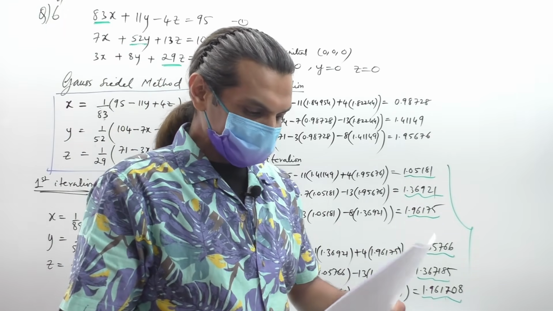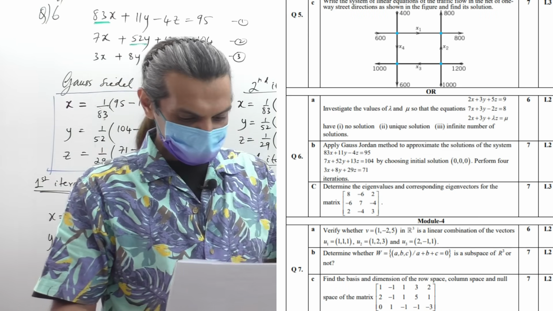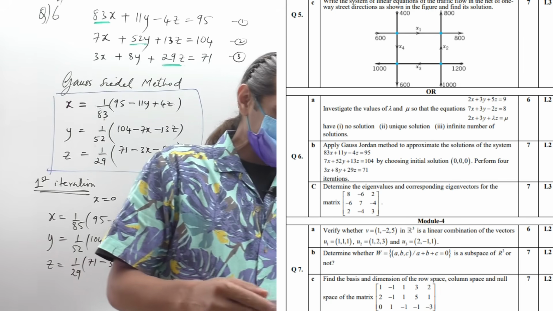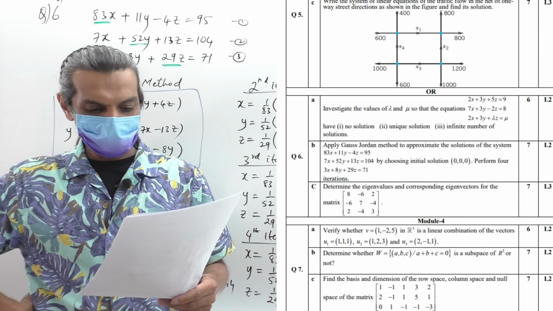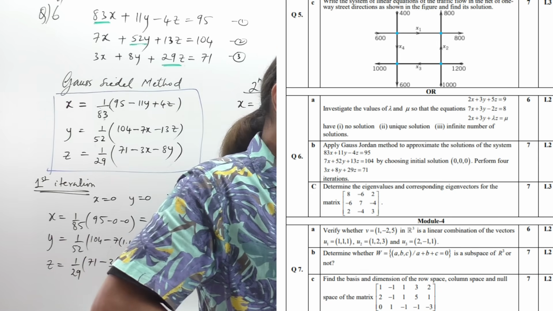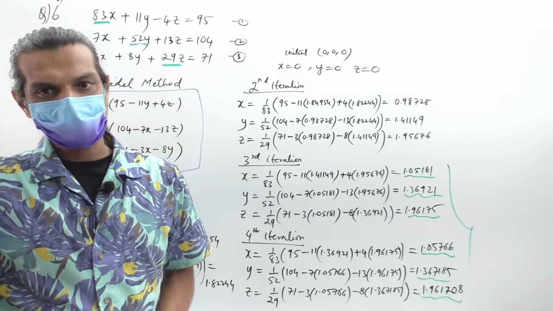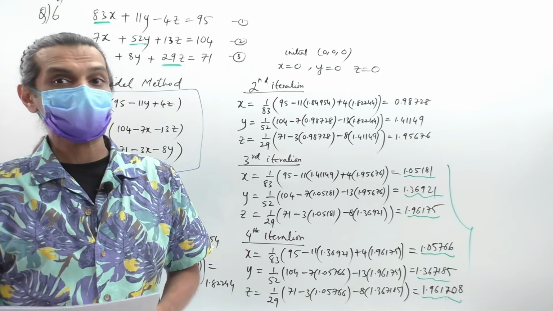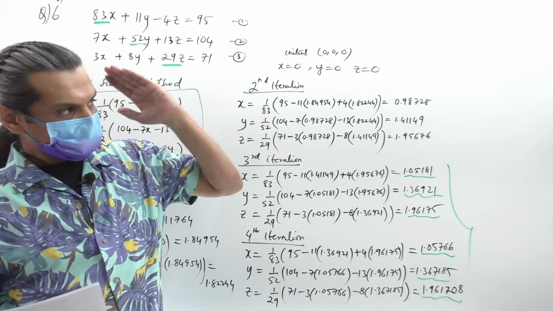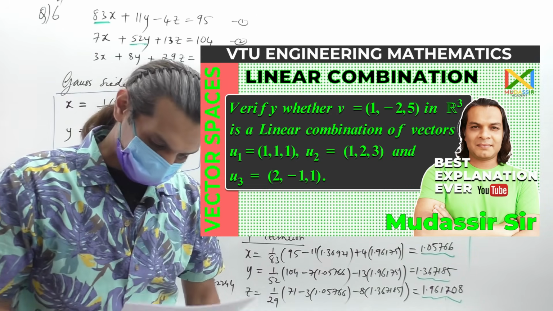Now next is module 4, the new module, that is vector spaces. Module 4, question 7A: verify whether V equals (1, -2, 5) in R cube is a linear combination of vectors U1 equals (1, 1, 1), U2 equals (1, 2, 3) and U3 equals (2, -1, 1). All questions from modules 4 and 5 are solved. The solution is here and the link is given in the description. Please go through that.